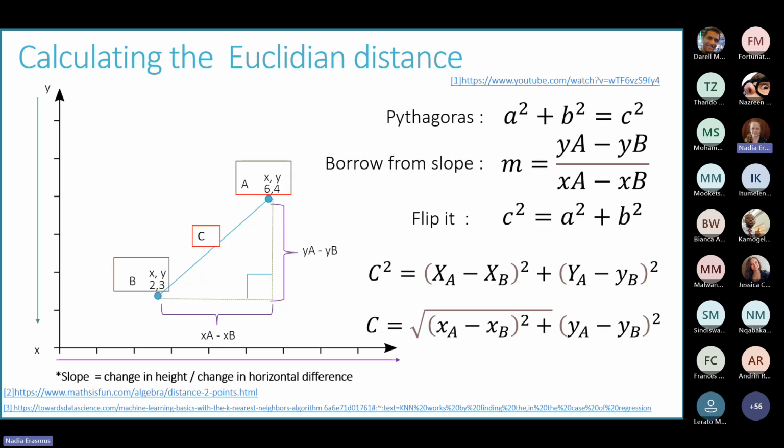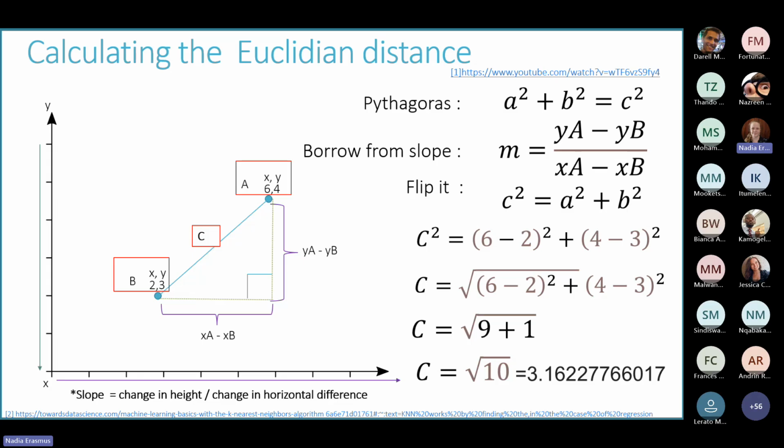Okay, so now we're going to do it. So at point A, we have 6 and 4. So x is 6 and y is equal to 4. So we're going to substitute in. So it is 6 minus, which is x1 minus x2, which is the x at B, plus 4, which is y at A, minus 3, y at B. And that is our calculation. So in the end, we have the Euclidean distance of 3.16.